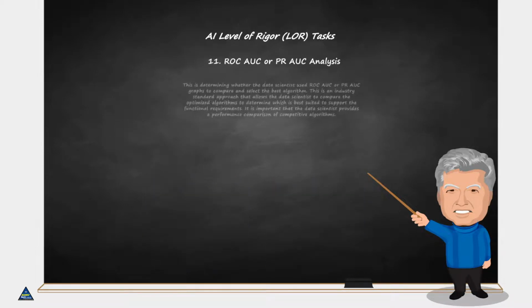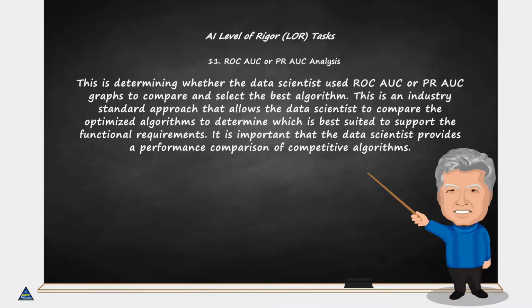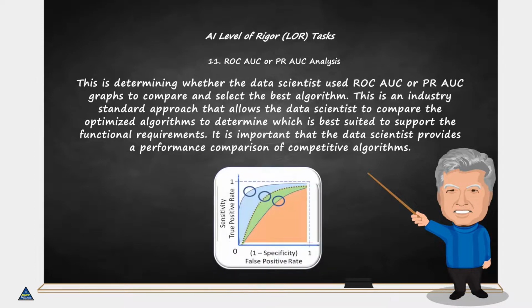The 11th AI level of rigor task is called ROC-AUC or PR-AUC analysis. I won't get into a lot of detail, but consider that in the previous task, we looked at performance and being able to analyze performance. In this task, what we're now looking at is a way to compare the performance of various algorithms, and how they're tweaked and managed in a way to optimize them, and then compare which one would be the best to represent that function.